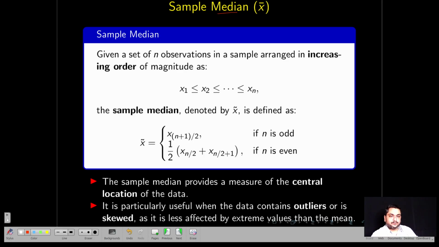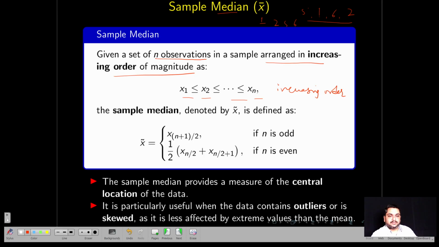What is the median? How will you calculate it? Given a set of n observations, that is, the sample size is n, it should be arranged in increasing order of magnitude. If I give numbers 5, 1, 6, 2, to calculate the median, first you have to arrange them in order, that is 1, 2, 5 and 6. So x1 less than or equal to x2 less than or equal to xn, in that increasing order.